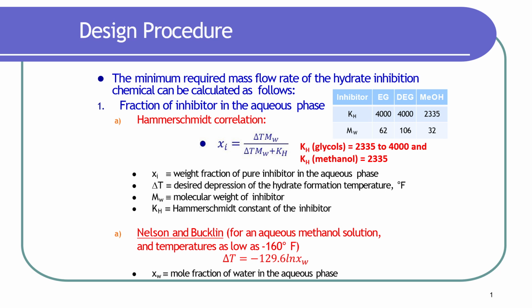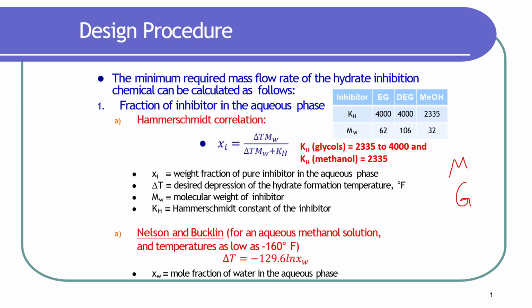So far we have learned the mechanism of the formation of hydrate, and we have talked about the method of how to prevent the formation of hydrate. We talked about thermodynamic inhibitors, or the chemical inhibitors, and how we can prevent hydrate formation using the famous two chemicals, which are methanol and glycol.